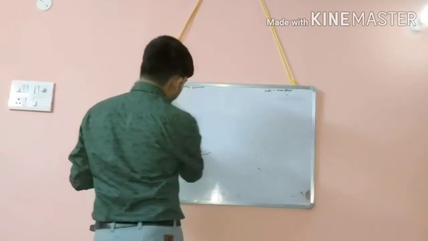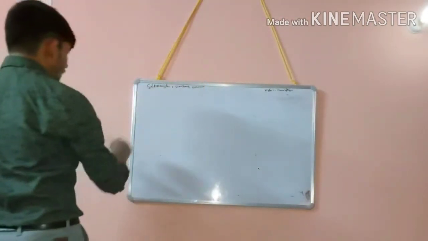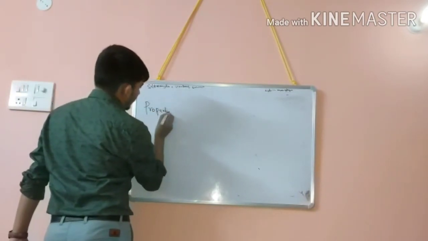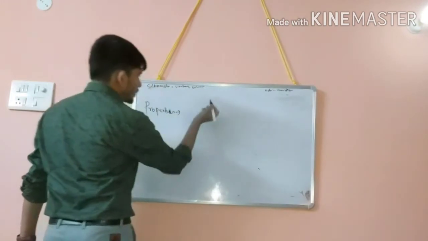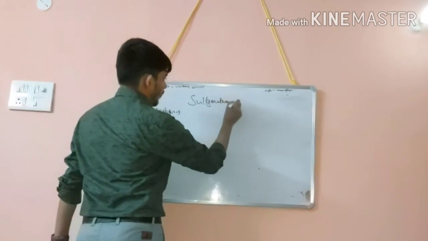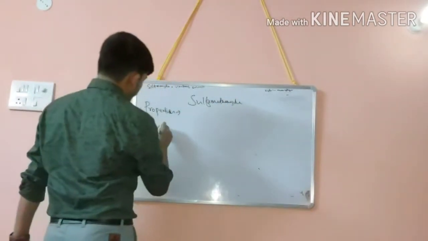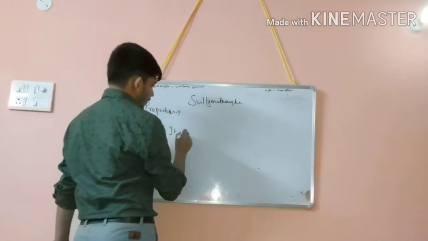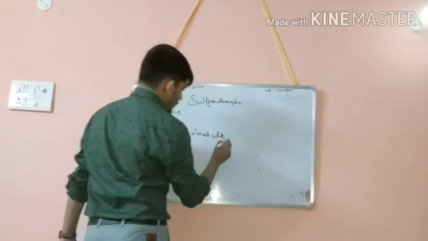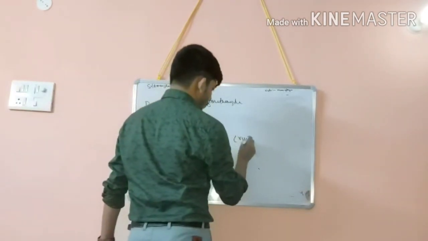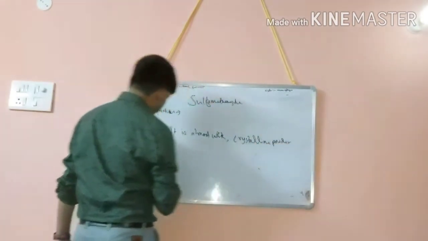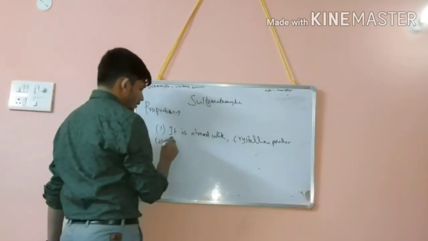So next we will go for properties of this sulfamethoxazole. Properties for this one: first, it is almost white crystalline powder. It is crystalline powder in nature. Then it is odorless.